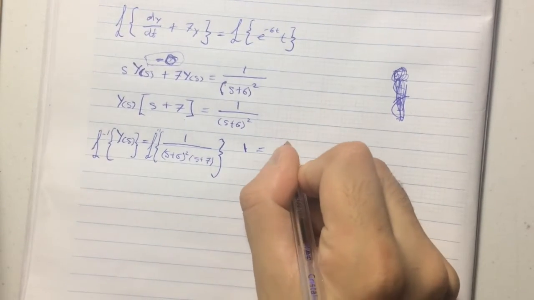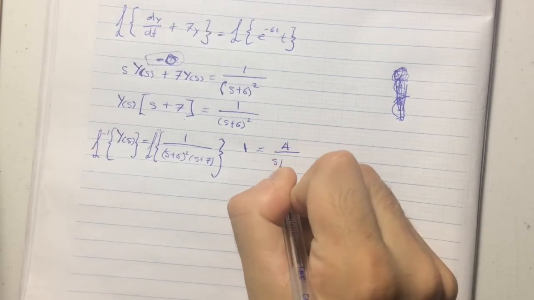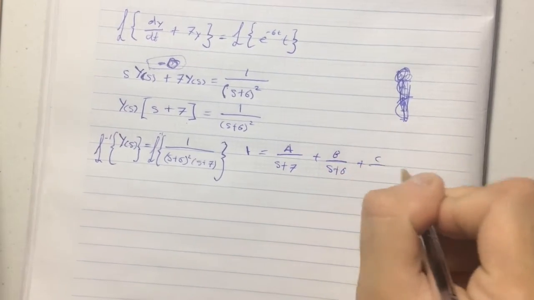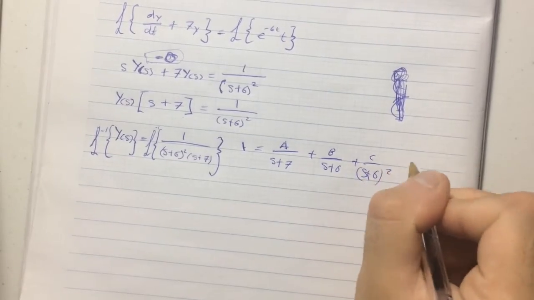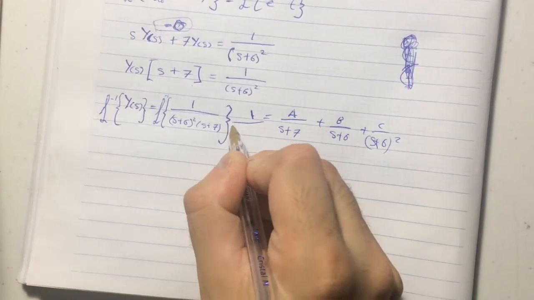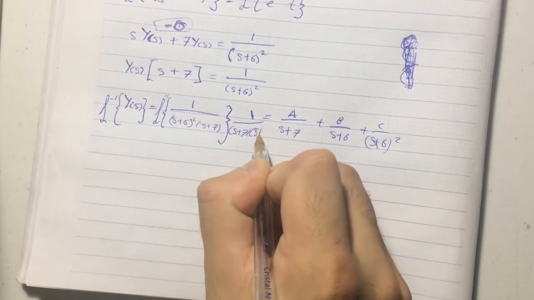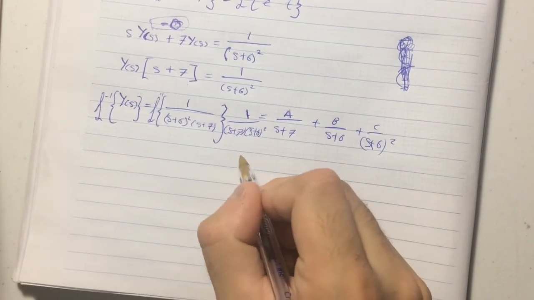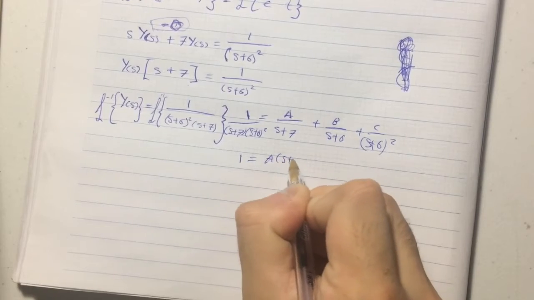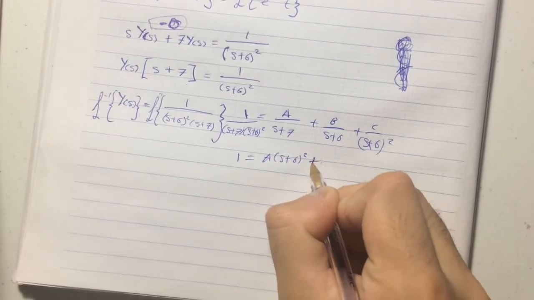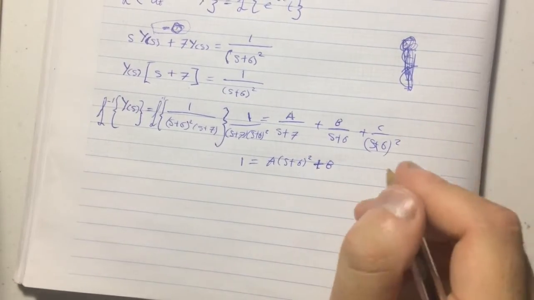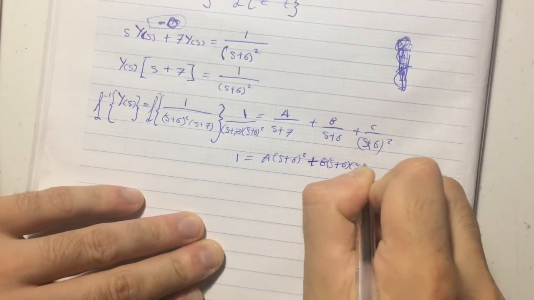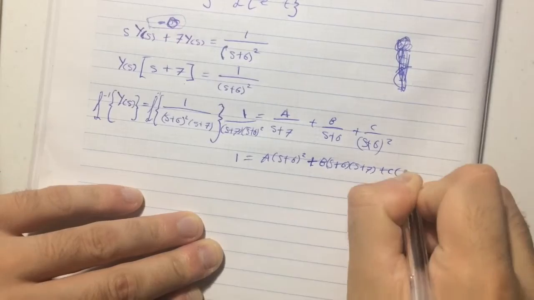So that's going to be 1 equals A over (s plus 7) plus B over (s plus 6) plus C over (s plus 6) squared. And that's obviously, of course, over (s plus 7)(s plus 6) squared. And then we're going to multiply both sides by (s plus 7) times (s plus 6) squared. So 1 is equal to A(s plus 6) squared plus B multiplied by (s plus 6) multiplied by (s plus 7), and then that's plus C multiplied by (s plus 7).